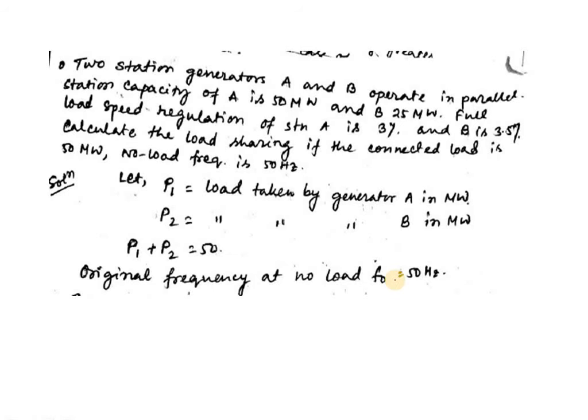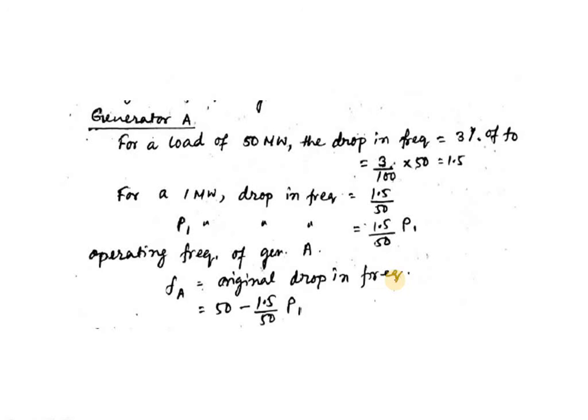Let P1 be the load taken by generator A in megawatt and P2 the load taken by generator B in megawatt. So P1 plus P2 equals 50. The original frequency at no load, that is F0, equals 50 Hz. For generator A, for a load of 50 megawatt, the drop in frequency is 3% of F0, that means 3% of 50 Hz. So it will be 1.5 Hz. For 1 megawatt, the drop in frequency will be 1.5 by 50, and for P1 megawatt, the drop in frequency will be 1.5 by 50 into P1.